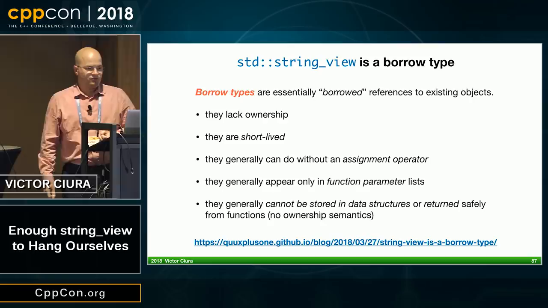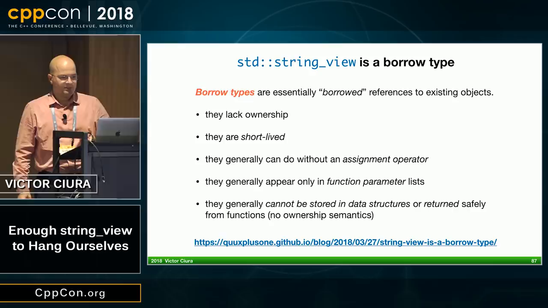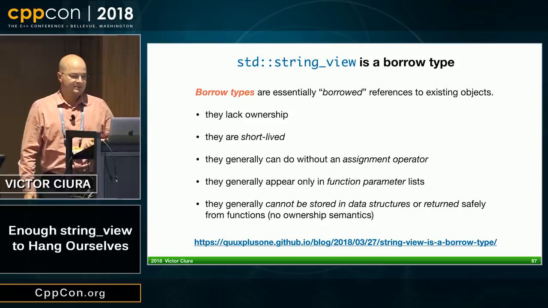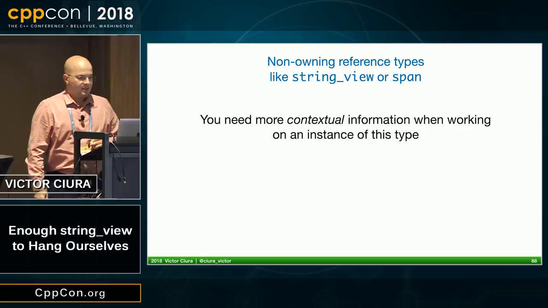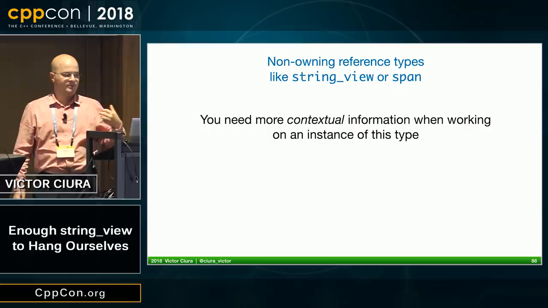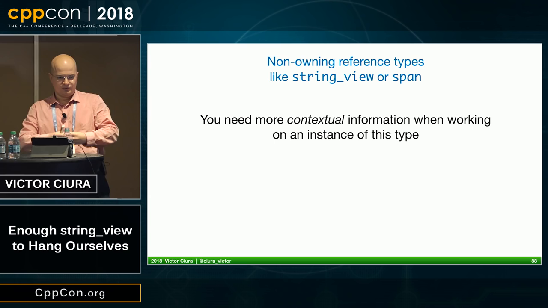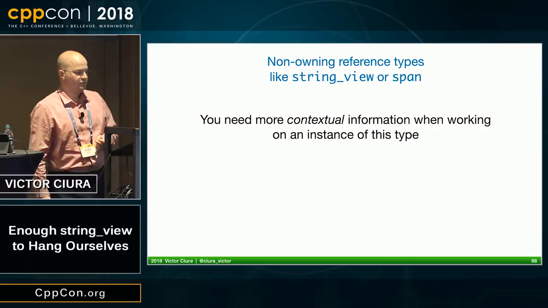So if we're using some kind of reference type that is passed along as a value, the problem with borrow types is the lack of ownership and the fact that they generally are short-lived, and they can generally do without an assignment operator, and you should try to restrict the usage only to function parameter lists and avoid storing them in any way. And there are similarities with string view. The problem is much worse with std::span that's coming in C++20, because we're no longer talking about a constant sequence that we're referring to. You can actually modify the thing behind the span. So the problem becomes even worse in C++20.